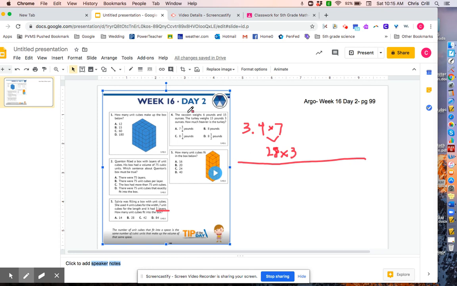Number 4 is a review. It's spiraling back to some fraction work. So let's see what it says. The raccoon weighs 6 pounds and 15 ounces, almost 7 pounds. The turkey weighs 15 pounds, 3 ounces. How much heavier is the turkey? So if we're comparing 2 weights, or if you're comparing 2 of anything, we can figure that out by subtracting. So we would take the heavier weight first. This is problem number 4. 15 pounds. And 3 ounces.